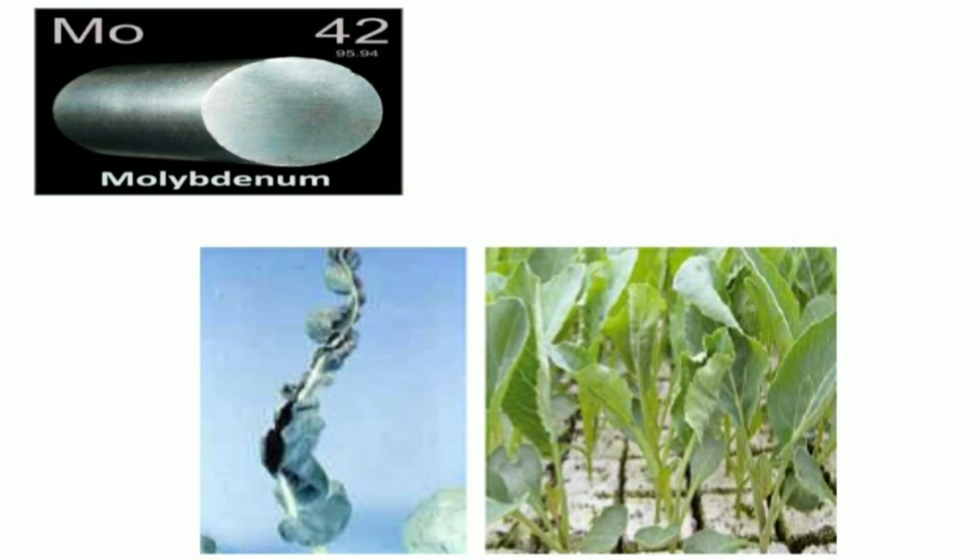The deficiency is very clear in the cabbage. Whiptail, they are like a whiptail shape. Leaves are turning like a whiptail. So this is the deficiency disease in cabbage.